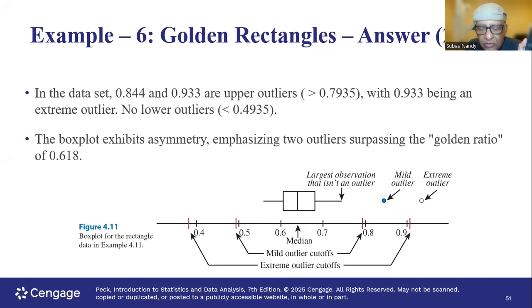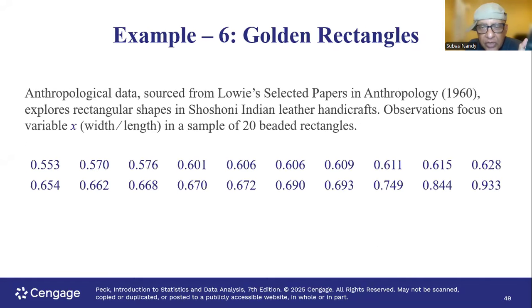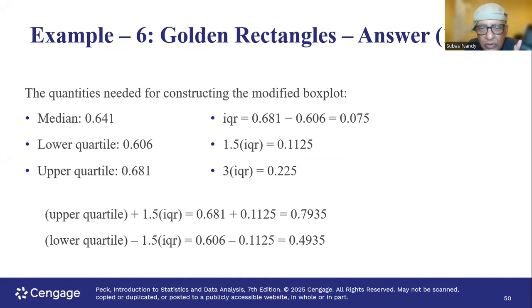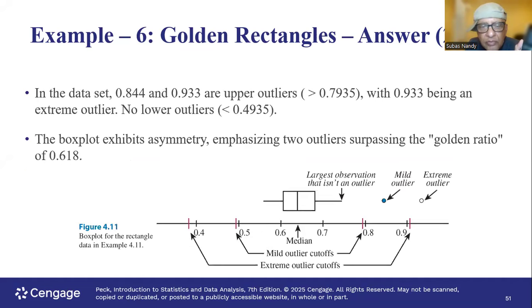And you can also notice that the last data point, 0.933, is actually Q3 plus 3 times IQR. So they did the calculation for 3 times IQR in 0.225, and that becomes the last point in the data set. 0.844 and 0.933 are upper outliers, with 0.933 being an extreme outlier.